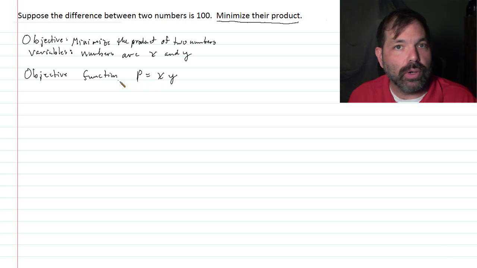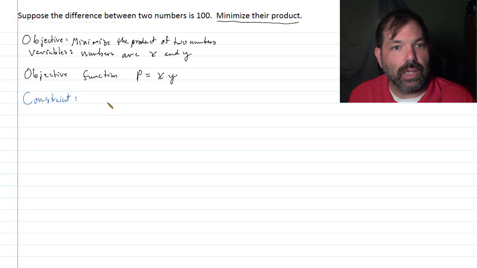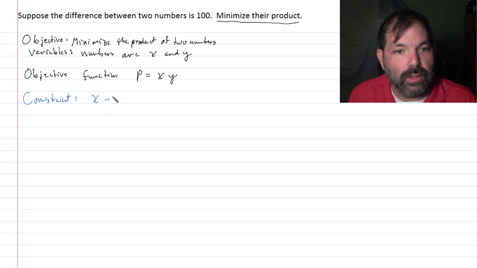Fortunately, we're given some more information. We are told that the difference between the two numbers is 100. That's called a constraint on the problem. So we have a constraint, and the constraint says that the difference between the two numbers is 100. Well, if the two numbers are x and y, and their difference is 100, then x minus y is equal to 100.